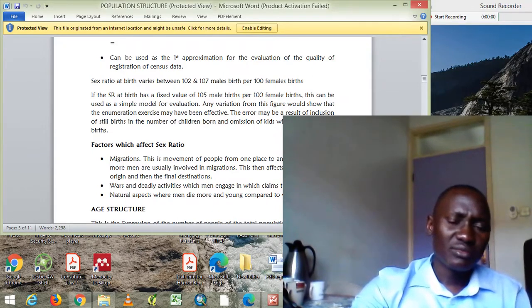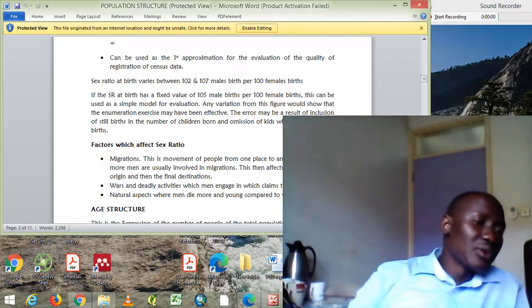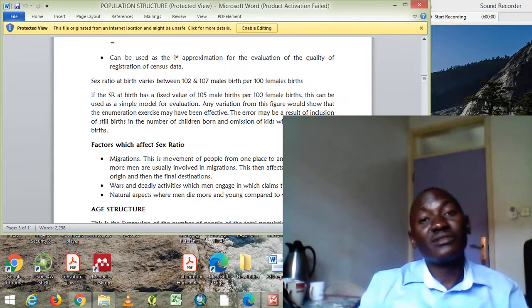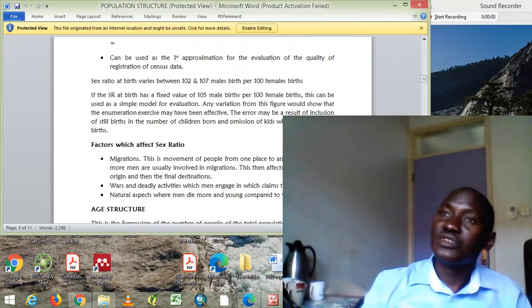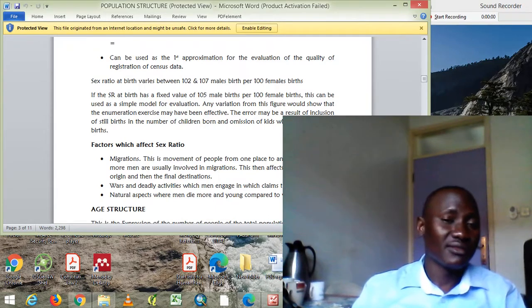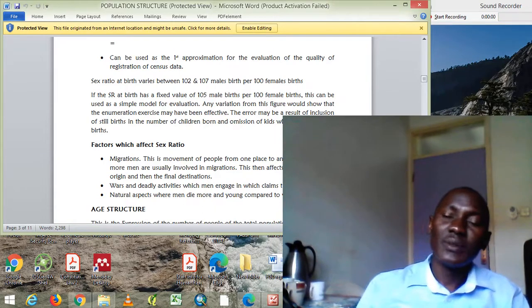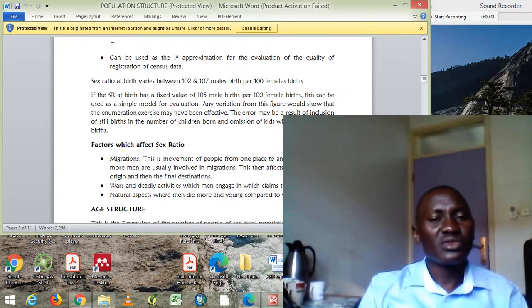Factors which affect sex ratio at birth, one of them is migration. This is the movement of people. All of us know that more men are usually involved in migration, and that usually affects the sex ratio of the areas of origin. Because if the males move away from an area, that area is left with females alone. You go to an area where men have moved to urban centers to look for employment, and they have left their wives in the village. In such an area, you find that there are more females than males.